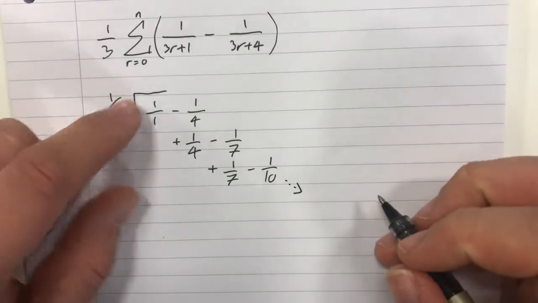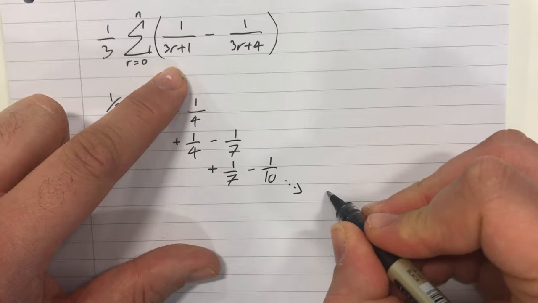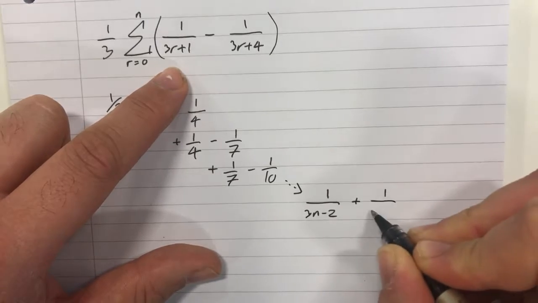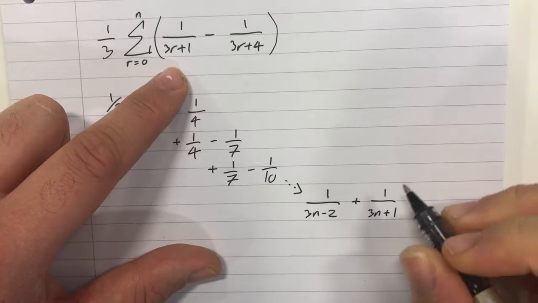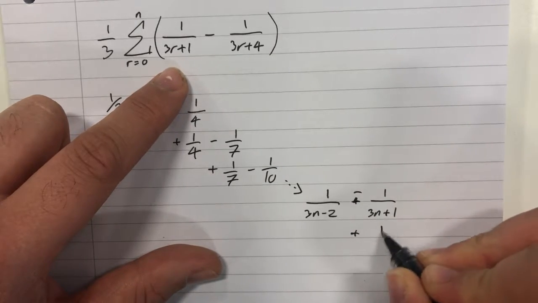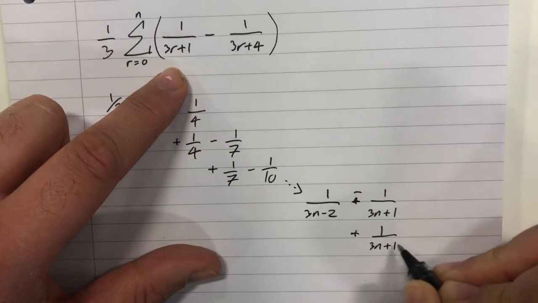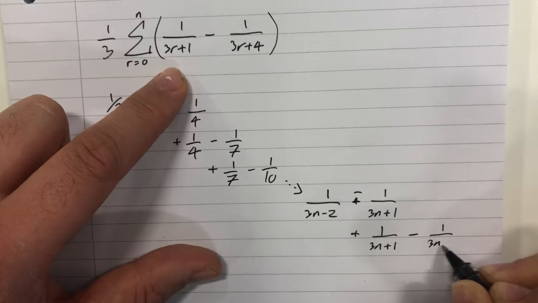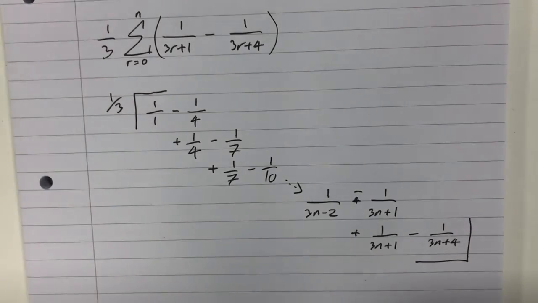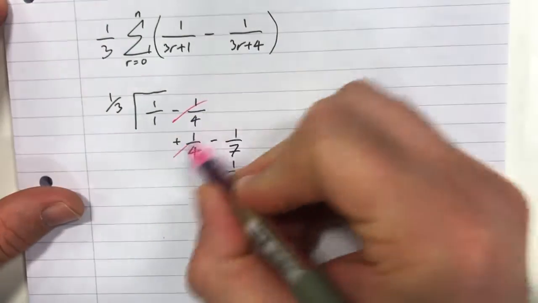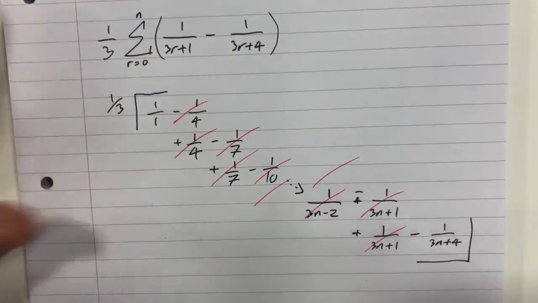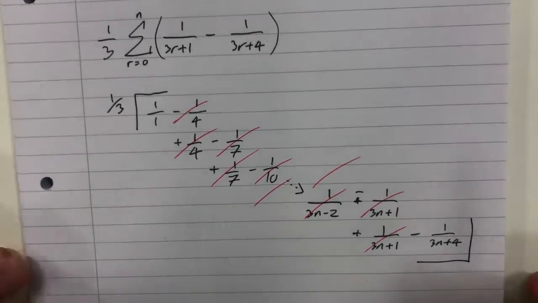Pattern continues. Plug in r is n minus 1, we'll get 1 over 3n minus 2 plus 1 over 3n plus 1. Plug in r is n, we'll get there's a minus there, plus 1 over 3n plus 1 minus 1 over 3n plus 4. And all of that is times by the third, which is still kicking around at the front. So the quarters cancel, the sevenths cancel, the tenth will cancel, that will cancel one before it, that cancels, and we're left with the first term and the last term, just as before.